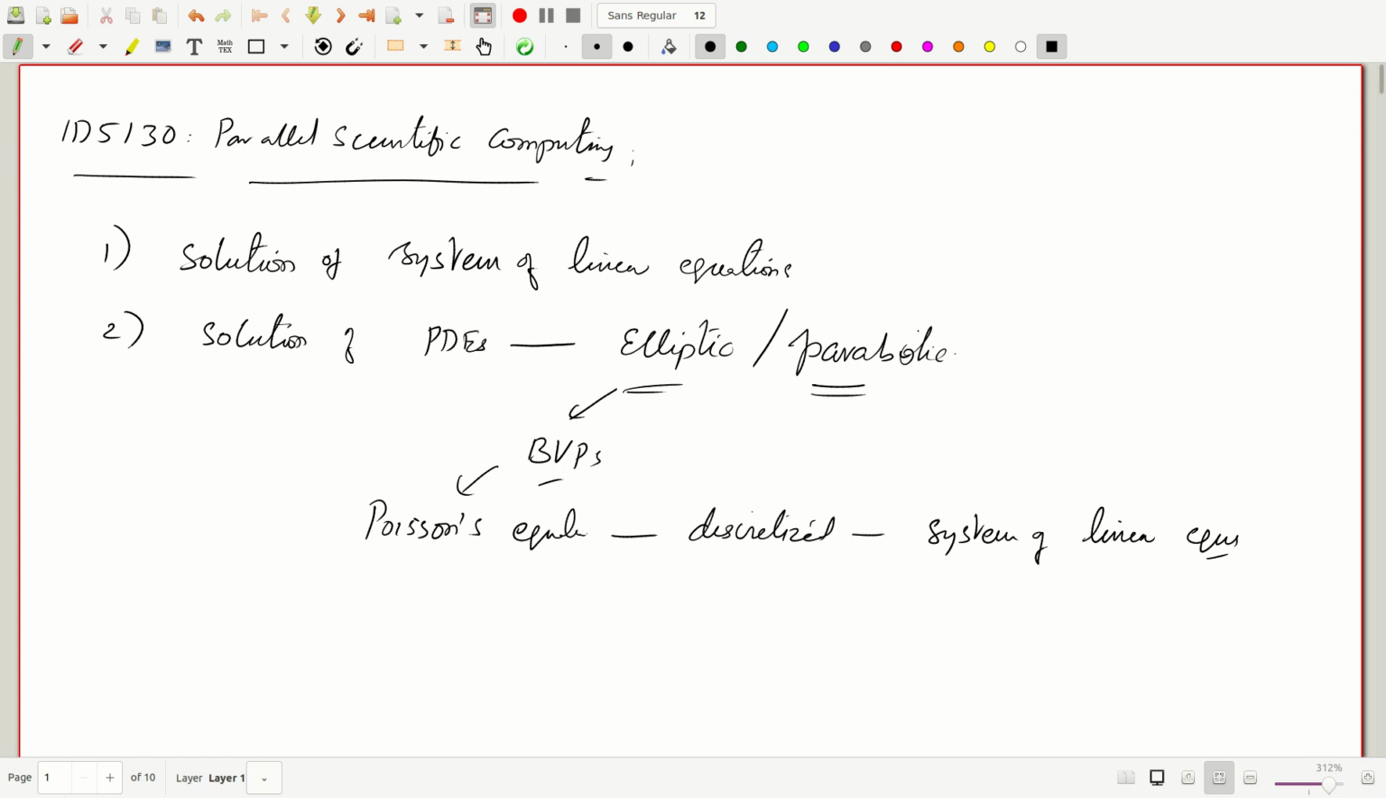And then for the parabolic type, depending on the time stepping we choose, we either get explicit or implicit methods, that is in time, and we can accordingly deal with these. If it is an explicit scheme, then by direct substitution.